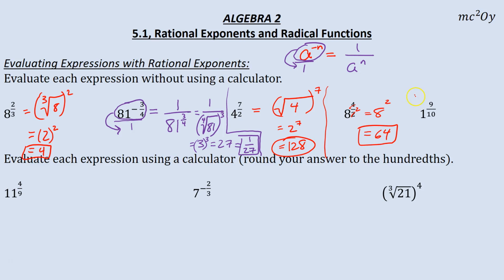And the last one, 1 to the 9/10. Just remember, we're doing the 10th root of 1 all to the 9th. And 1 to any root is 1. And then when we raise that to the 9th, that's still 1. So really, 1 to any power is 1. So that's 1.